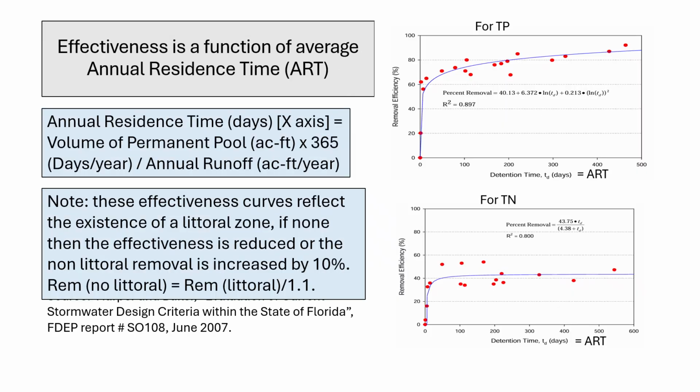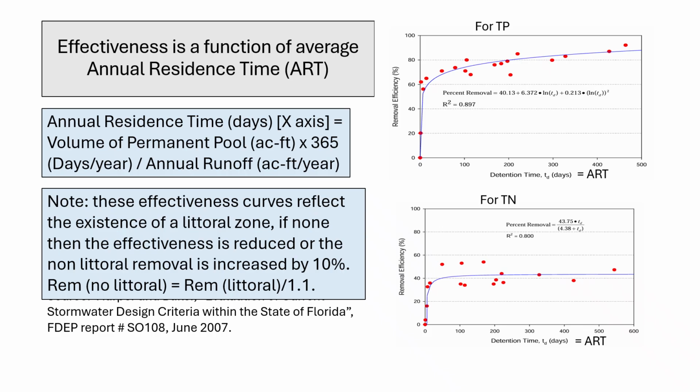The effectiveness of a stormwater treatment system is largely a function of its average annual residence time, or ART. Put simply, as the average annual residence time increases, so does the system's effectiveness at removing pollutants. It's worth noting that pollutant removal is generally more rapid during the first day, primarily due to particle settling, compared to the longer term.